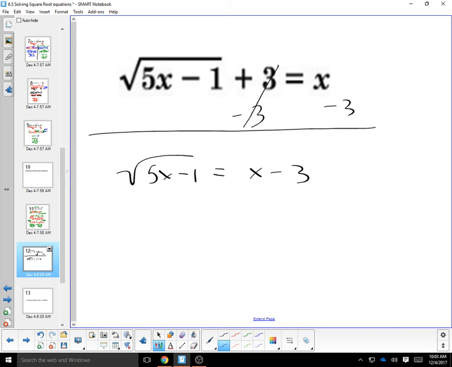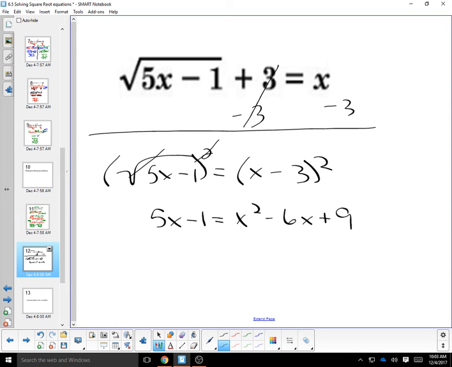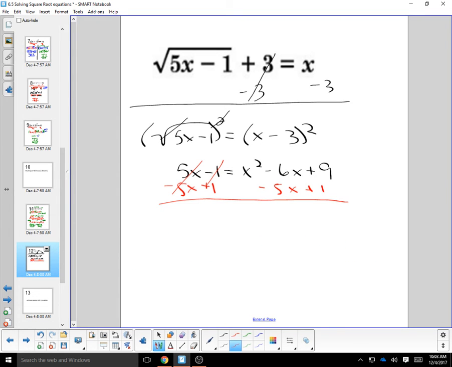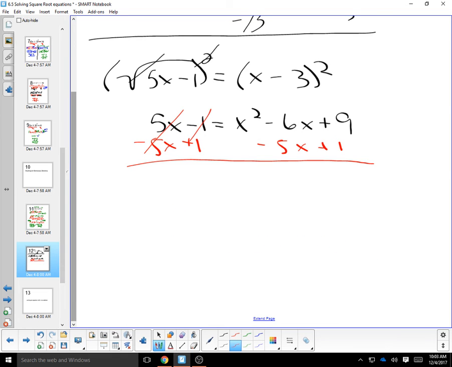At this point, square both sides. That's gone. 5x minus 1 is equal to x squared minus 6x plus 9. If you don't know where that came from, you need to come see me for tutoring. That was a couple months ago. Let's move everything over so we get equal to 0. Minus 5x plus 1. That's still subtraction property of equality. So 0 is equal to x squared minus 11x plus 10.